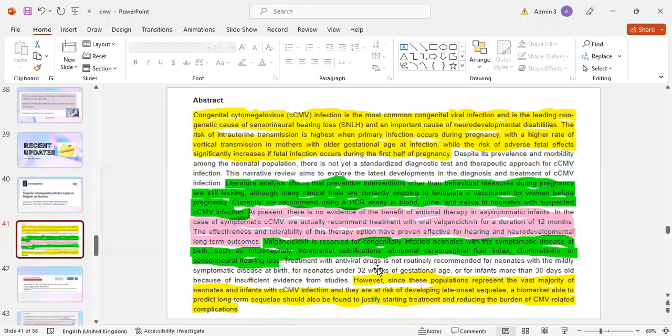Treatment with antiviral drugs is not routinely recommended for neonates with mildly symptomatic disease at birth, neonates under 32 weeks of gestational age, or infants more than 30 days old because of insufficient evidence from studies. However, since this population represents the vast majority of neonates and infants with congenital cytomegalovirus infection, they are at risk of developing late-onset sequelae, and biomarkers able to predict long-term sequelae should also be found to justify starting treatment and reducing the burden of cytomegalovirus-related complications.